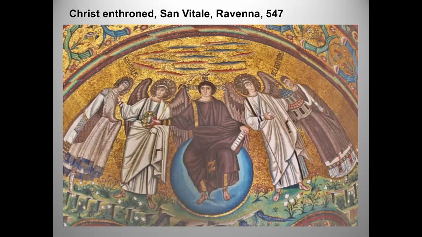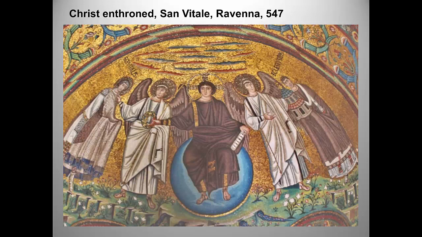You should remember the apse mosaic from San Vitale. It illustrates the transition from early Christian to Byzantine depictions of Christ. Christ is still youthful and beardless, but this is Christ as the ruler of the world, symbolized by the orb he's sitting on. Now, these changes in imagery reflect very important religious and political changes.